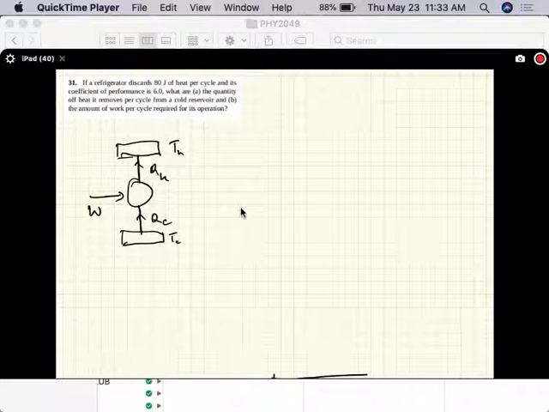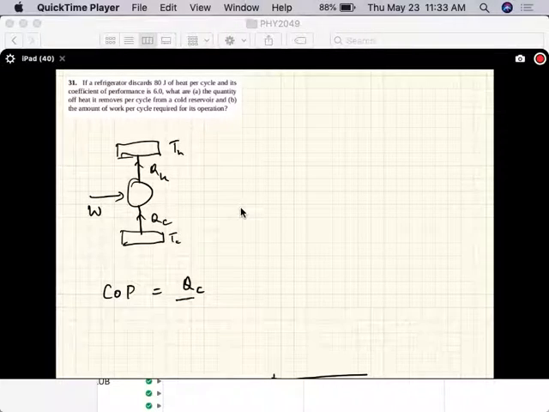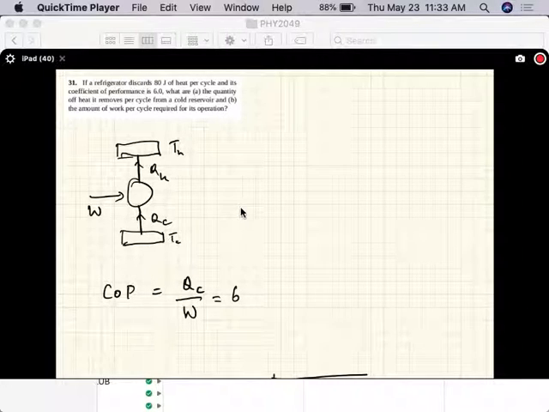The coefficient of performance is how much heat you removed from inside the fridge, and how much work you had to do for that. And so for your refrigerator, this is 6. So what this is telling you is for every joule of work you did, you removed 6 joules of heat from inside the refrigerator.